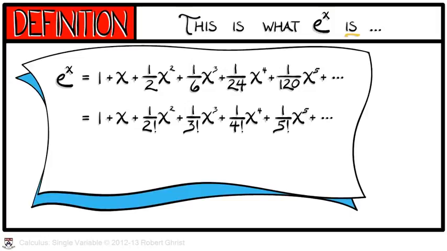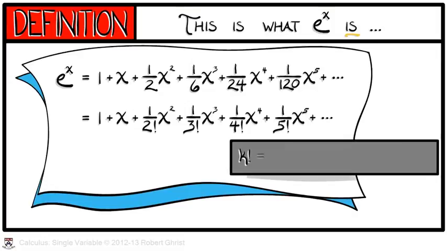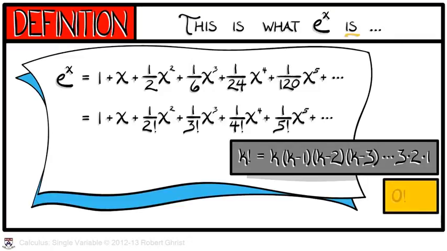One never stops. This sum keeps going forever and ever. Now recall that k factorial for a positive integer k is defined to be k times k minus 1 times k minus 2, all the way down until you get to 3 times 2 times 1. That gives the sequence of numbers that we saw at the beginning. Recall also that by convention, and for very good reasons, 0 factorial is defined to be 1.